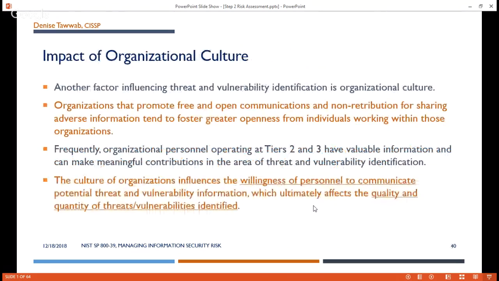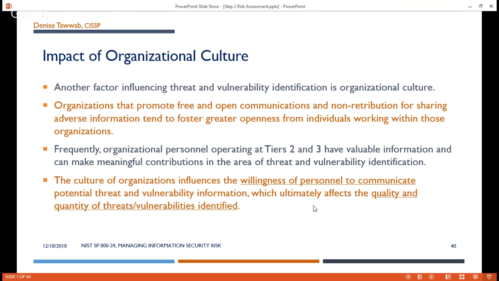So, the impact of the organizational culture. Another factor influencing threat and vulnerability identification is culture. Organizations that promote free and open communications and non retribution for sharing negative information tend to foster a greater openness from individuals working within those organizations. Frequently, personnel operating at tiers 2 and 3 have valuable information and can make meaningful contributions in the area of threat and vulnerability identification. The culture of organizations will influence the willingness of personnel to communicate potential threat and vulnerability information, which ultimately affects the quality and quantity of threats and vulnerabilities identified.